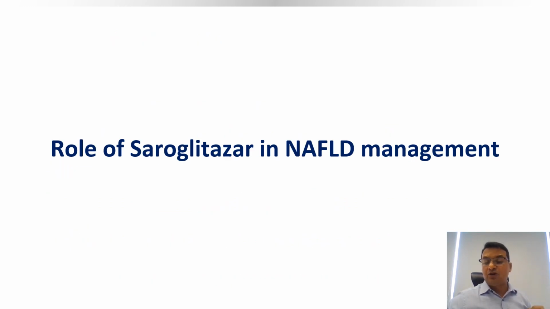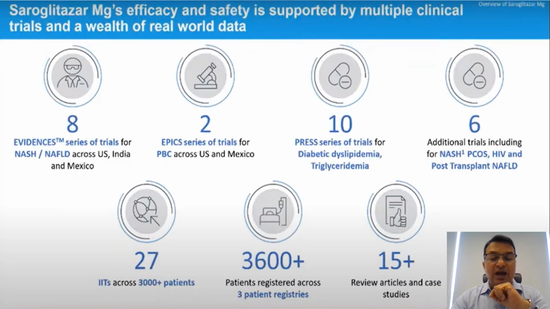So what is the role of saroglitazar in NAFLD management? As we all know, there is only one drug approved in India by DCGI, that is saroglitazar, for the treatment of NAFLD with comorbidities and patients with non-cirrhotic NASH. Now, saroglitazar has many evidences. As you can see here in this slide, saroglitazar has 8 evidence series of clinical trials. When I say evidence series of clinical trials, evidence 1, 2, 3, 4 to 8, they all are conducted in patients having NAFLD and NASH.